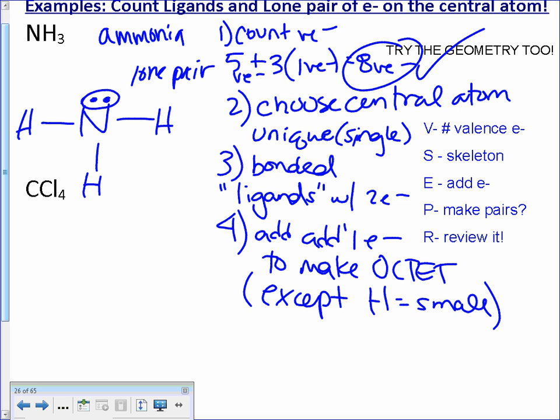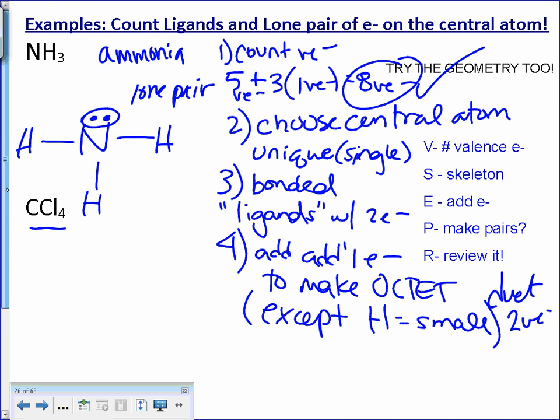Let's do exactly the same process with this one. Name that for me first. Carbon tetrachloride. You're thinking prefixes because that's a covalent structure. The hydrogen is too small, so it's only going to get the duet rule. The duet just means 2 valence electrons surrounding it. And so add additional electrons to make octet. We did that. Okay, so I'm going to do this one in red for us.